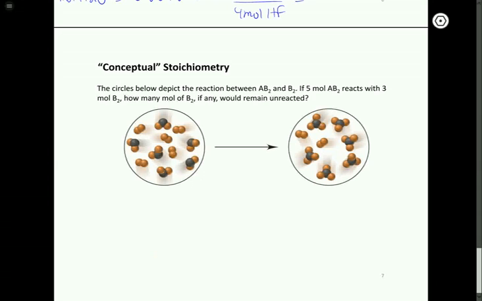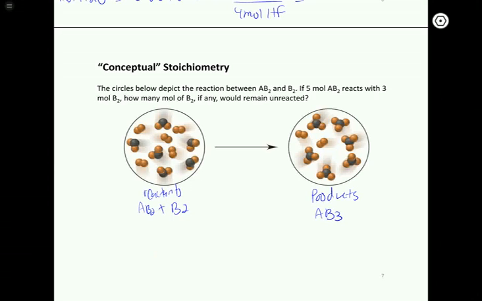And then if you look at our product side, so these are reactants, which, as we're told, are AB2 plus B2. If we go to the product side, the only new species that's in there looks to be AB3. So there's one black sphere with 3 brown spheres around it. So our product is AB3. That's really the only new thing that forms on this side, so that's going to be the only product of our reaction.